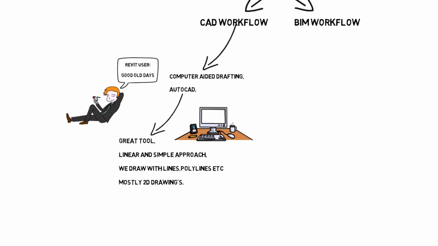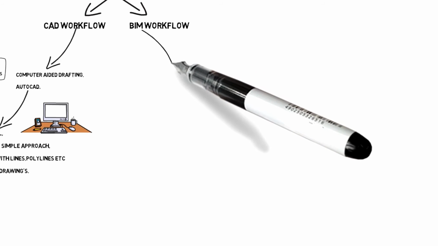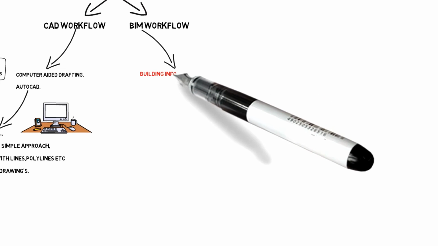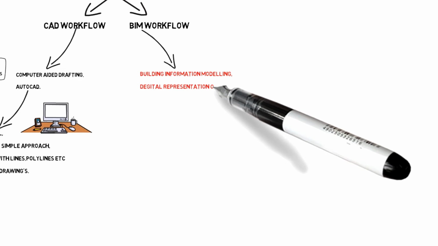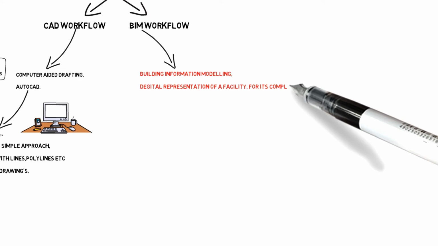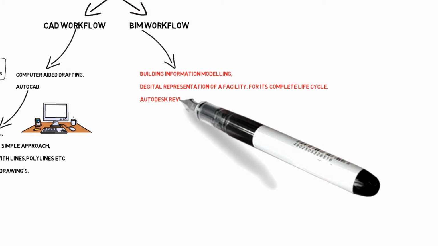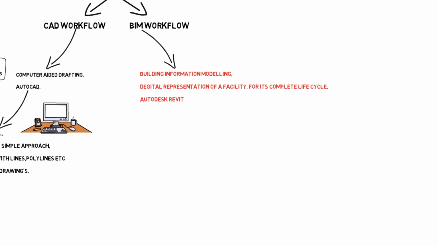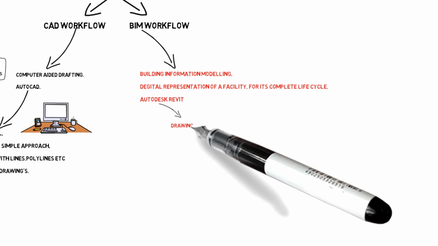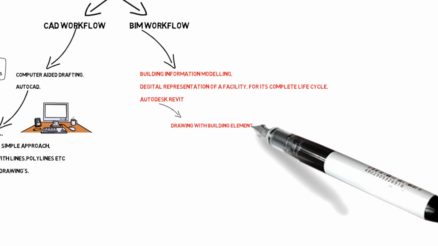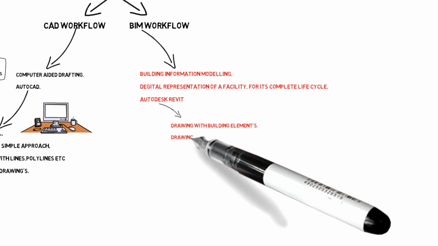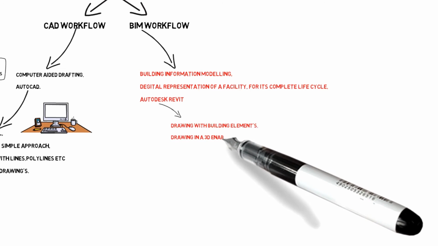Now the next workflow is BIM workflow. What is BIM workflow? BIM is Building Information Modeling. It is a digital representation of a facility for its complete life cycle, and the main tool that we use is Autodesk Revit. Now there can be different tools based on our needs, but here I will explain just Autodesk Revit. In Autodesk Revit, we draw with real building elements such as beams, columns, walls, etc. And the drawing is in a 3D enabled environment.